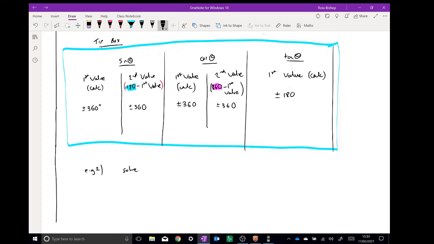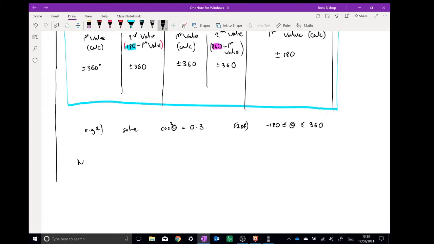Solve cos squared theta equals 0.3. That's the question. Cos squared theta equals 0.3. Give answers to 2 significant figures. And I want the range between 360 and negative 180. Okay, so that's the range we're looking at.